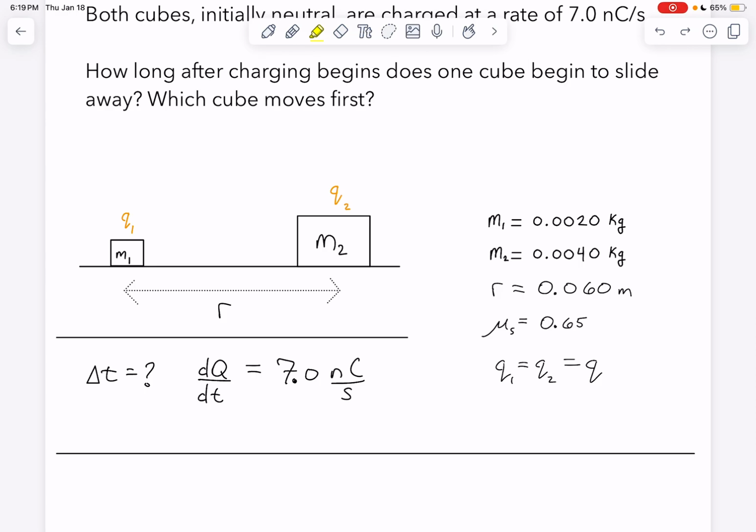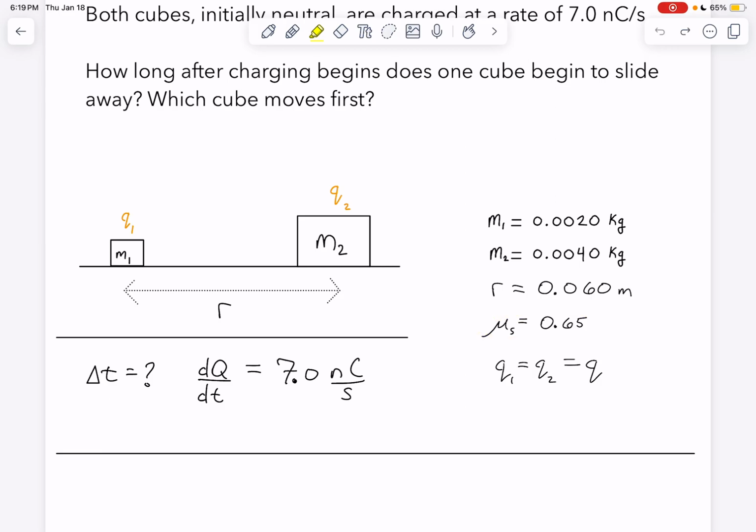And that's really what we should use as our starting point. Just imagining what's going to happen, why, and look at our path to answering that initial question, which is our delta t. Okay, so which cube moves first? Well, we imagine that they're getting charged. They will immediately feel an electric force, but they'll be held in their current place by the force of friction. And we have a mu value, our coefficient of static friction here.